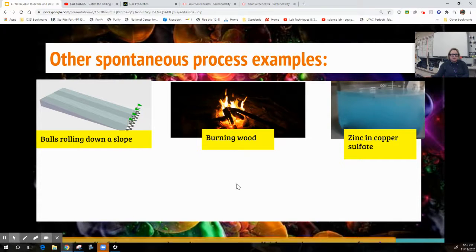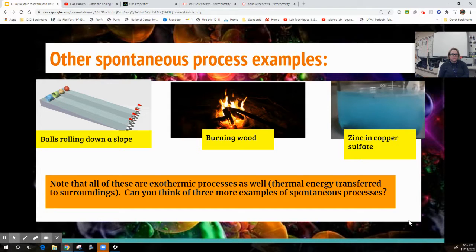At this point, the Ed puzzle is going to ask you to think about 3 more examples of spontaneous processes or irreversible processes, which will also be spontaneous. And I also want you to note that all 3 of these examples are exothermic processes as well. The ball rolling down the ramp is actually exothermic because thermal energy is being transferred to the ramp via friction. It's fairly evident why burning wood is going to be an exothermic process because heat is going to be released out into the surroundings.